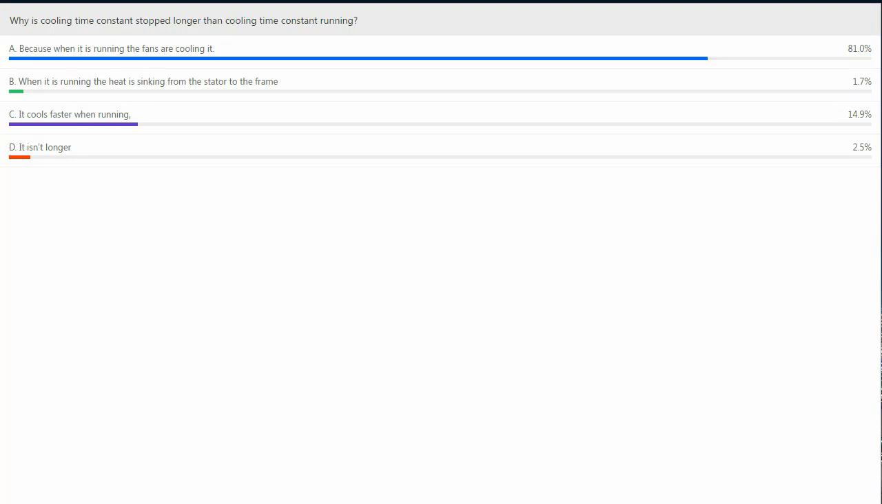1.7% of you said when it is running, the heat is sinking from the stator to the frame. While that's not a false statement, it isn't the answer I was looking for, because it's always sinking from the stator to the frame, and that isn't necessarily why the cooling time constant stopped is longer than the cooling time constant running.